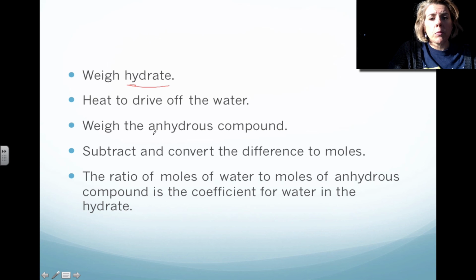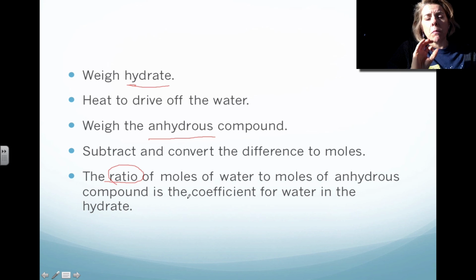And then when you remove the water, you have what was left, which is called anhydrous. So there's no more water attached to that compound. You're going to look at the difference between the hydrate and the anhydrous compound. And then you're going to look at the mole ratio. So we're going to practice determining how many water molecules are attached to a specific compound, and we're going to use the mole ratio to help us determine that.